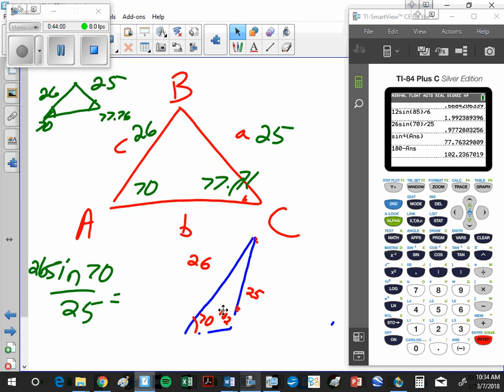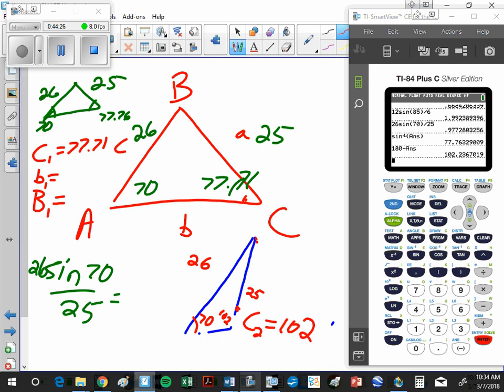Yes. So you would say C in the first triangle is 77.76, and little b in the first triangle is, I don't know, B1. Okay? And then in the other one, you would say C2 is 102. So you'll have 2 sets of answers, one for the first triangle and one for the second triangle. Okay? All right.